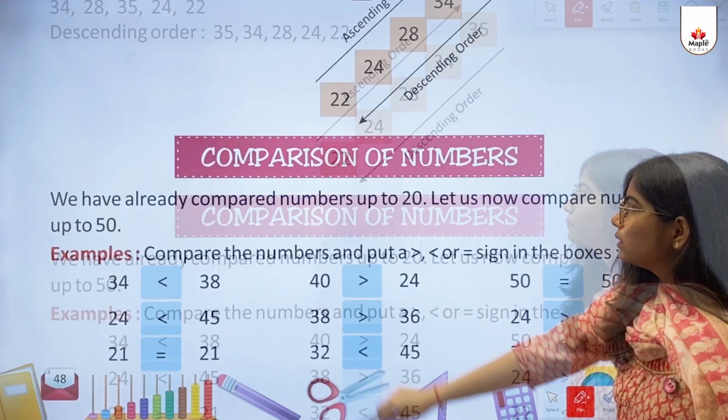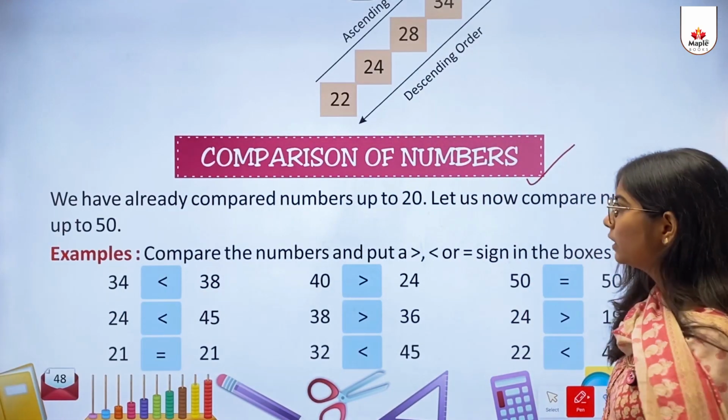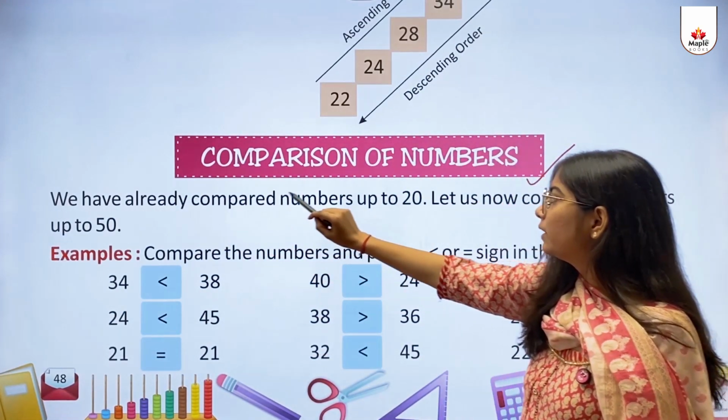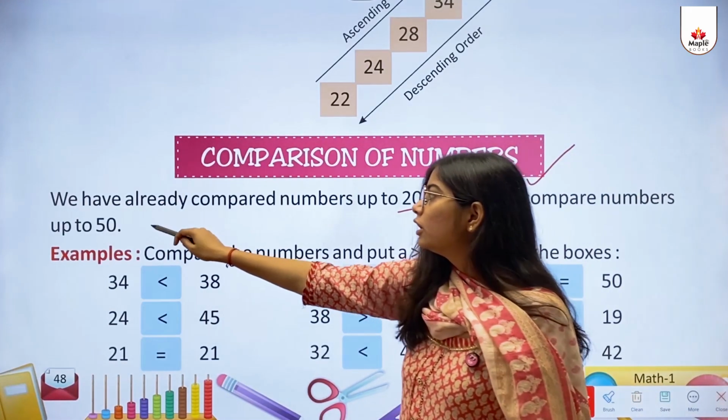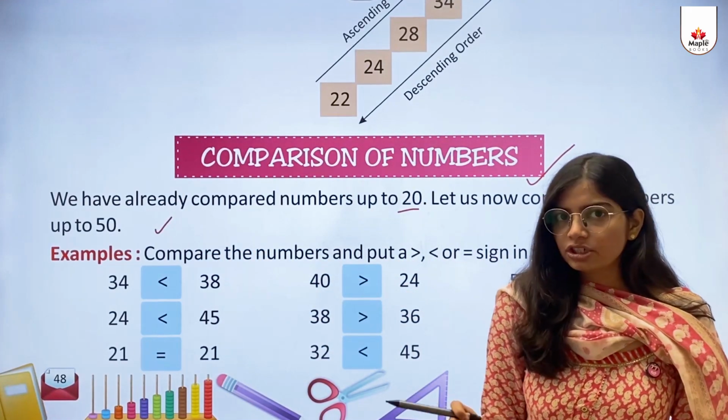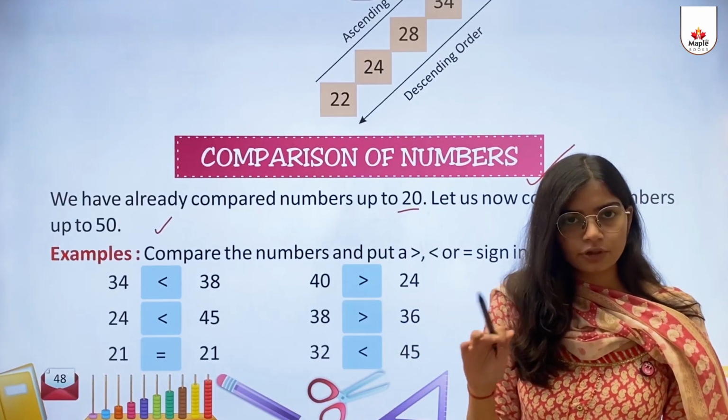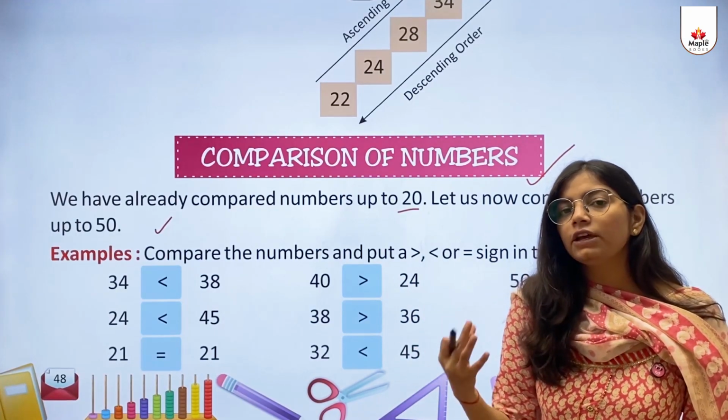Okay. Then comparison of numbers. We have already compared numbers up to 20. Let us now compare numbers up to 50. हमने कंपैरिजन किया है नंबर्स का up till 20. अब हम सीखेंगे 50 तक.